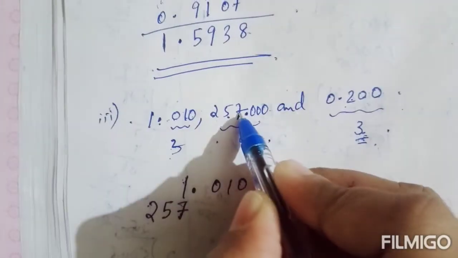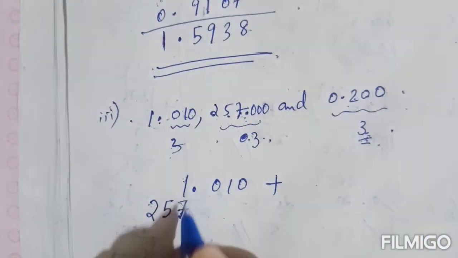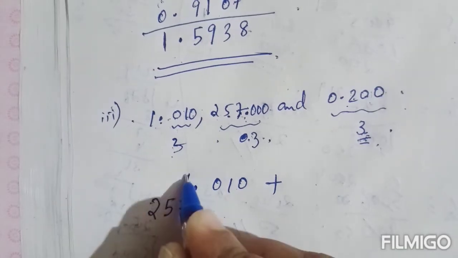So here 7 is coming in the ones place, so 7 should come below 1. Okay, the ones place digit.